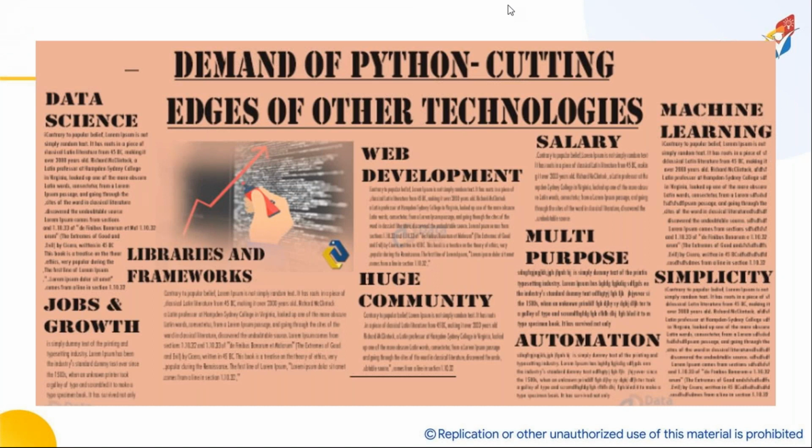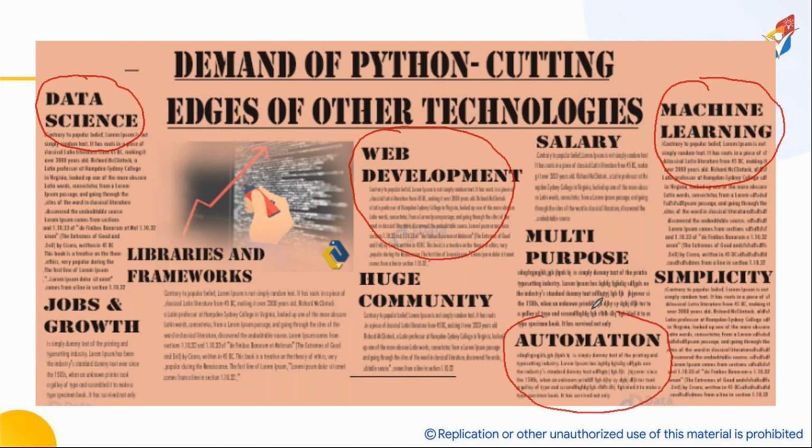Now, yesterday, some of the students asked me, sir, what will be the job prospects if we learn Python? First, you can go for data science. And you can also go for machine learning, and you can also go for web development, and you can also go for automation processes. One student asked, sir, can we use Python for automation scripts?